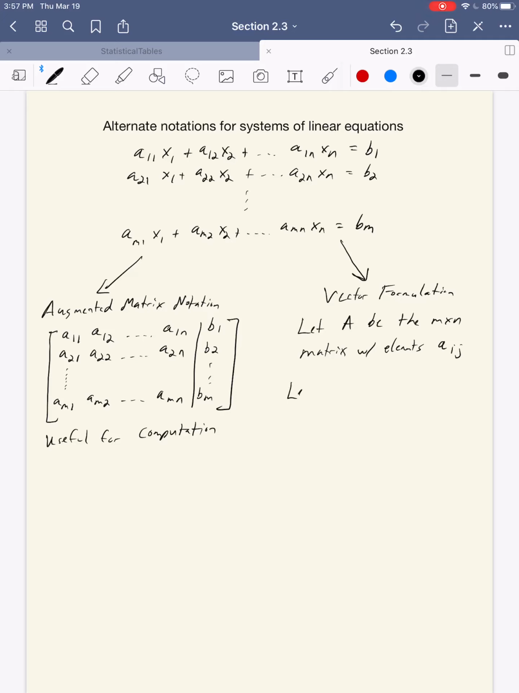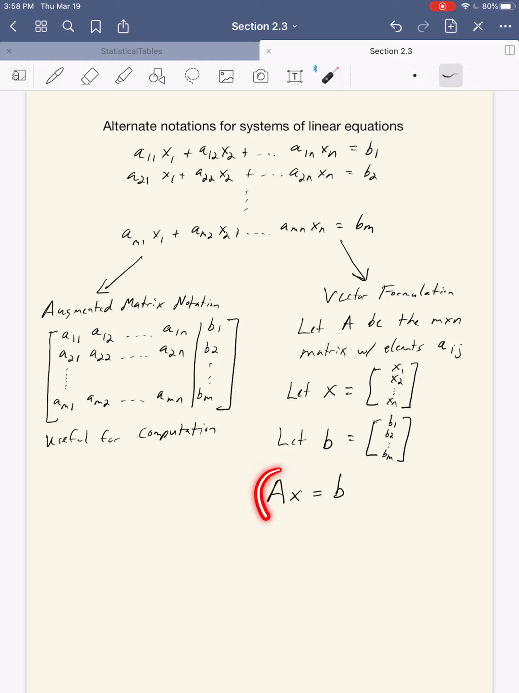Then we're going to let X, this is actually vector X, be the column vector x1, x2, all the way down to xn. And then we're going to let B, which would be another vector, be the vector b1, b2, all the way down to bm. Then you can write this system of linear equations as the vector equation Ax equals b. And of course, this operation, A times X, is not just normal multiplication, that is actually matrix multiplication.